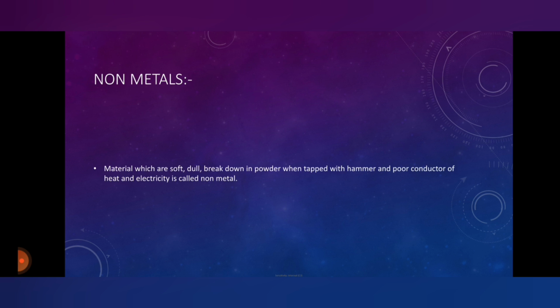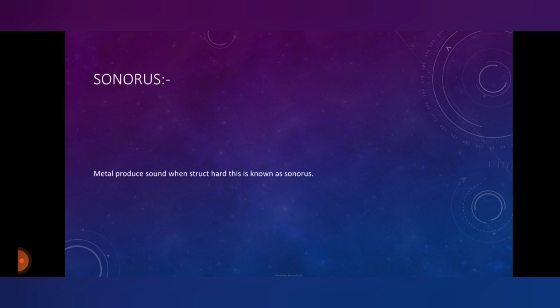Next is non-metal. Materials which are soft, dull, break down into powder when tapped with hammer and are poor conductors of heat and electricity are known as non-metals. Next is sonorous. Metals produce sound when struck hard. This is known as sonorous.